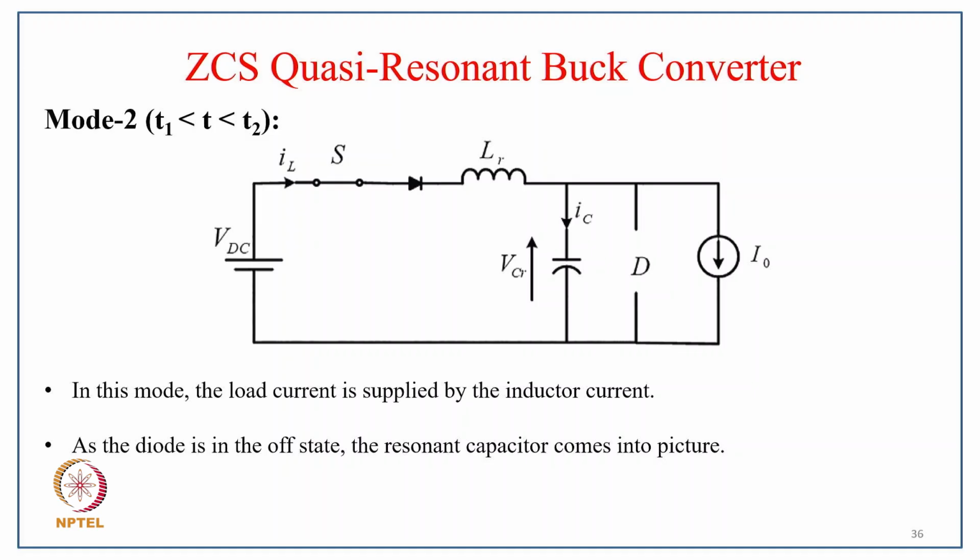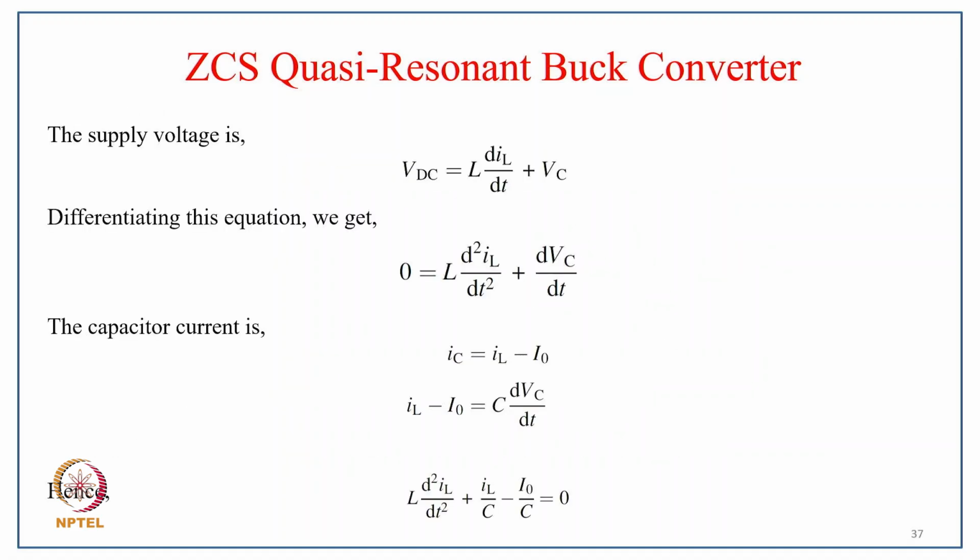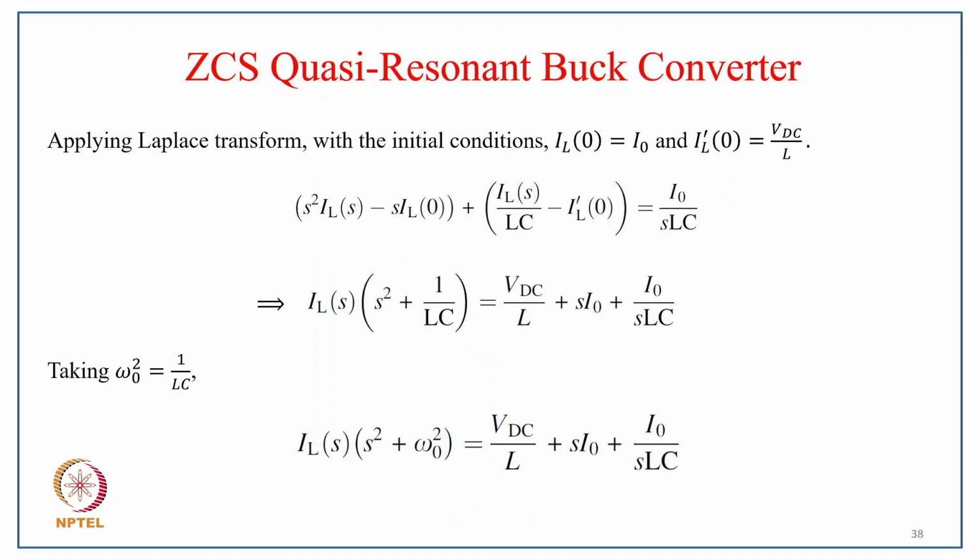Now coming to mode 2, that is T1 to T2, when the switch is closed and the diode is open. So in this mode, the load current is supplied by the inductor current, and as the diode is in the off state, the resonant capacitor comes into the picture. So supply voltage VDC equals L dIL upon dt plus Vc, and differentiating this, we get 0 equal to L d square IL upon dt square plus dVc upon dt, and the capacitor current is IC equal to IL minus I0 equal to C dVc by dt. Hence d square IL upon dt square plus IL upon LC minus I0 upon LC equal to 0.